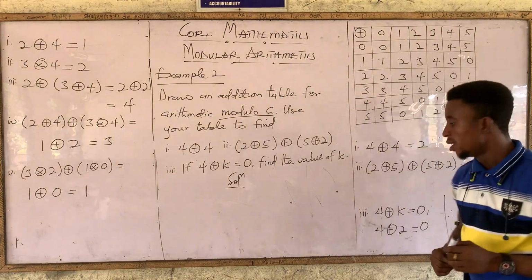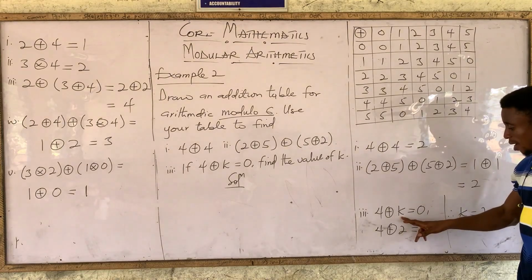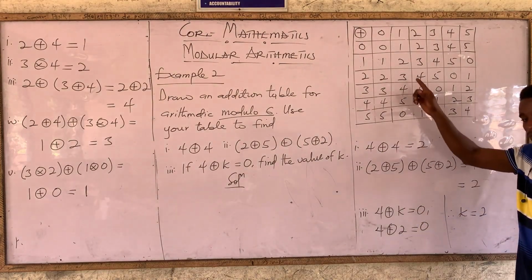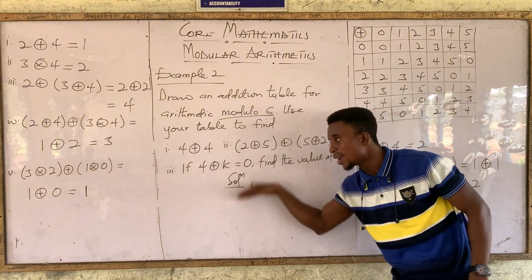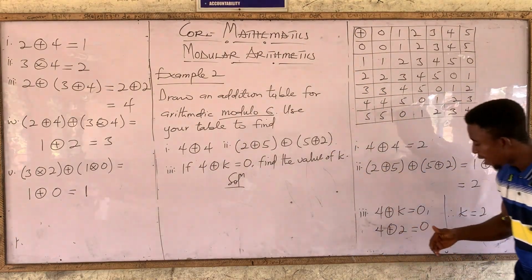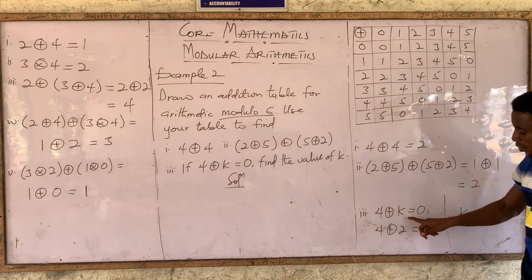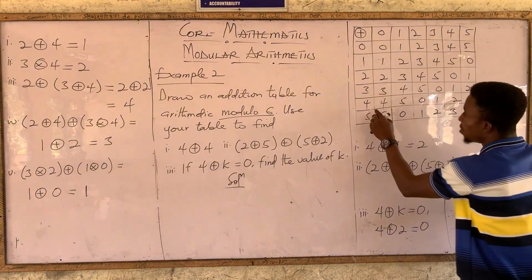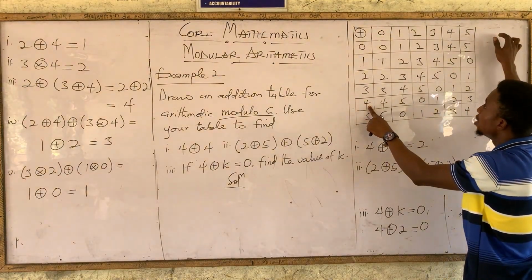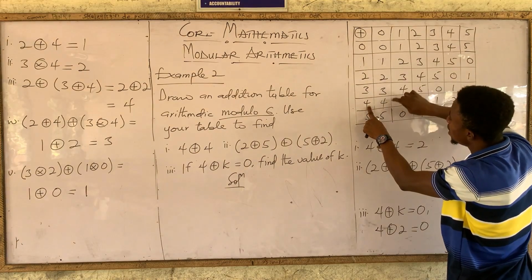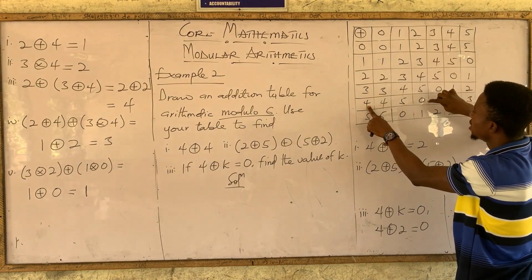Are we getting that? So, what did we do? 4 plus what number will get you 0? Then you go to the table, because we are using the table. Use your table to find the below. Then we verify this one. So we said 4 plus what number will get you 0? We come here, this is the 4. Plus what number? We are checking that on the top. So 4 plus 0 is getting us 4. 4 plus 1 is getting us 5. 4 plus 2 is getting us 0.